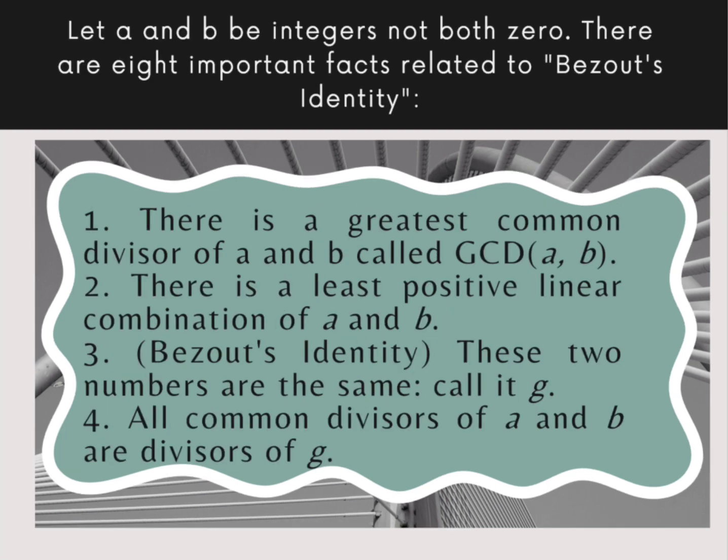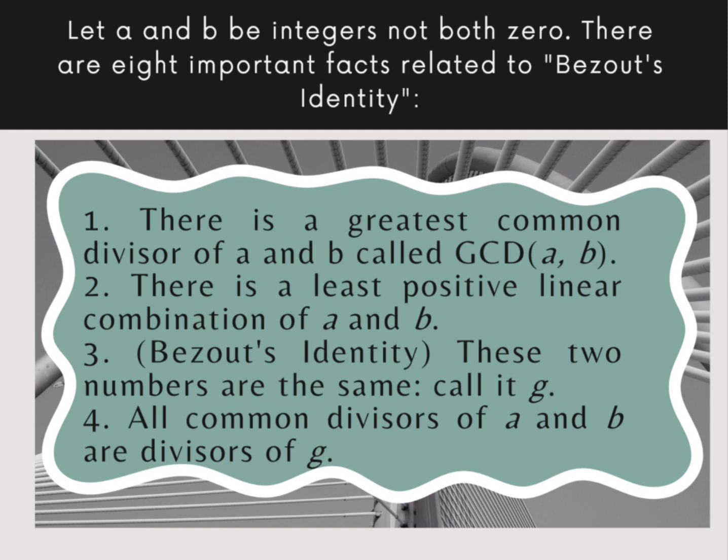Okay, so for us to be able to understand more about Bezout identity, let us also make sure to remember the 8 important facts of Bezout identity. So let a and b be integers, not both 0. So one can either be 0 but not both. Then there are 8 important facts related to Bezout identity. First, there is a greatest common divisor of a and b called GCD. And there is a least positive linear combination of a and b.